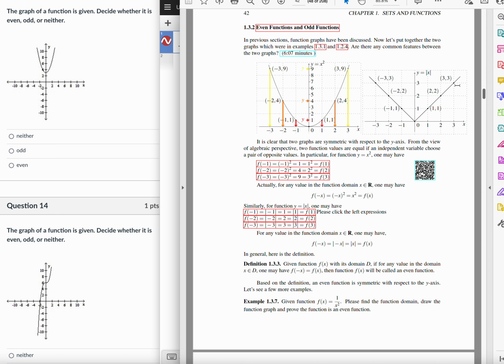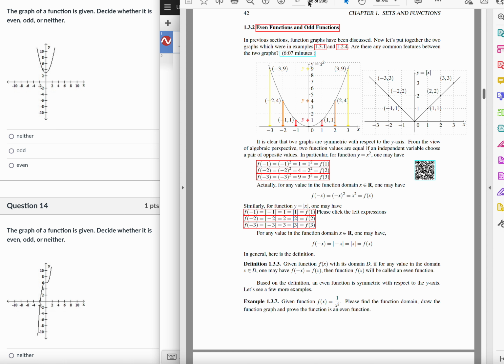Similarly, this function is the same. So those two functions are actually even functions. Again, for the even function on the graph, one side of the y-axis is the mirror image of the other side. That's the property for the even function.